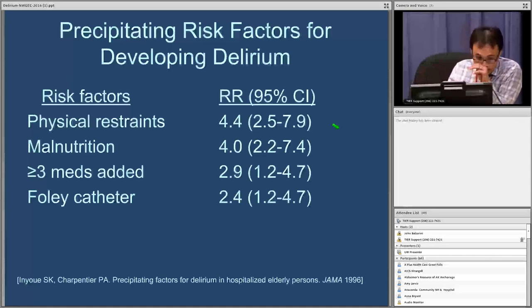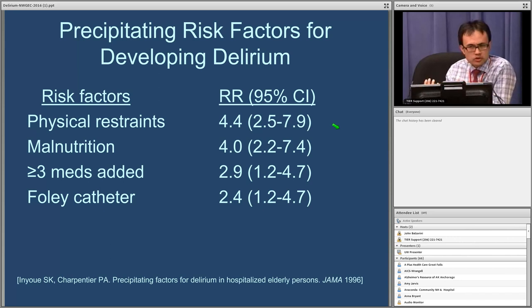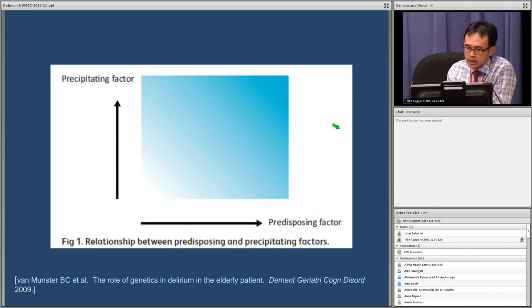Because this next slide shows you that the precipitating risk factors, these are some of the highest ones out there that have been shown. The use of physical restraints actually increases delirium. Malnutrition, the number of medications. I think you guys had a polypharmacy talk right before this, the prior one. And so adding medications, if more than three medications were added, and the use of Foley catheters as another form of restraint, right? All are precipitating risk factors for developing delirium.